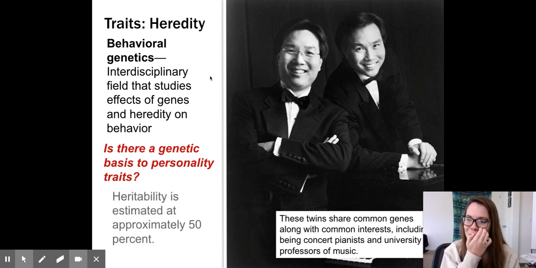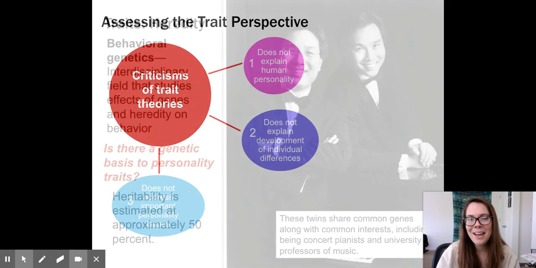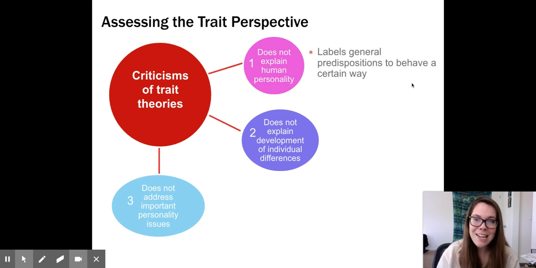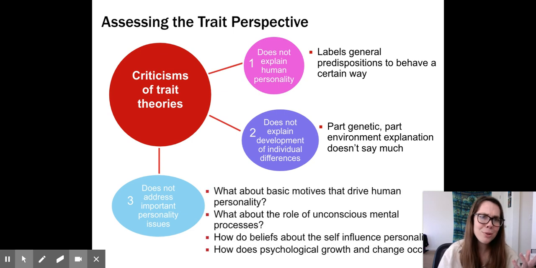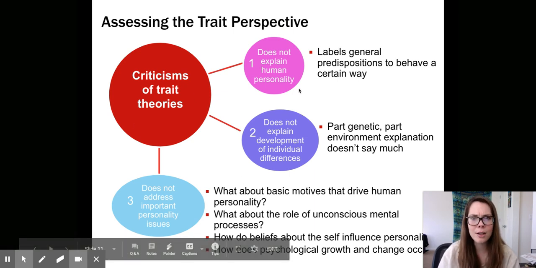So nature and nurture. The question is, what is the genetic basis of personality traits? And they say, of course, 50% come from genetics. So our last slide for module 62 for trait theory, of course, we have to assess this perspective. Not all perspectives are accepted, or rather, they are criticized. For this last one, you only need to write one bullet point. So real quick, criticisms of trait theories.